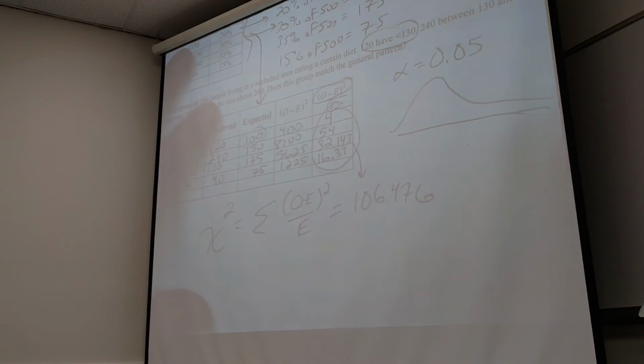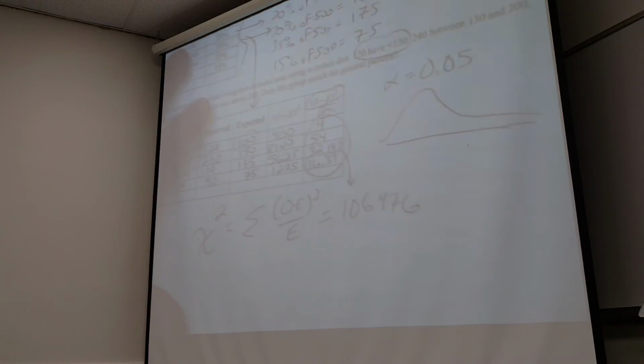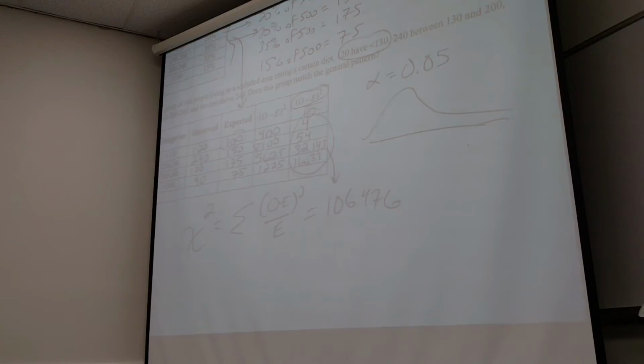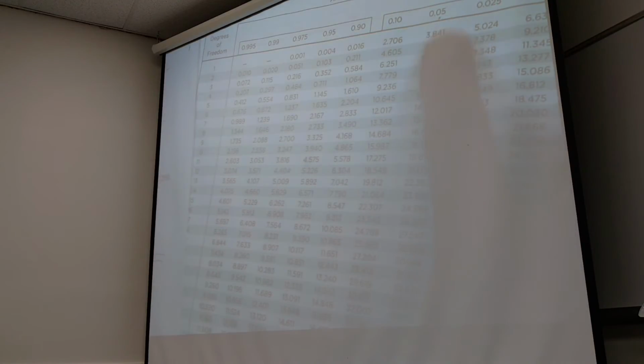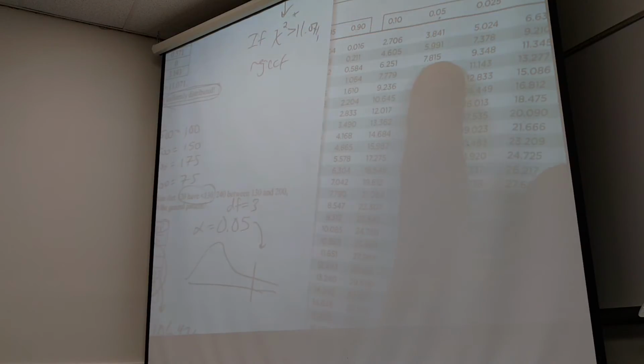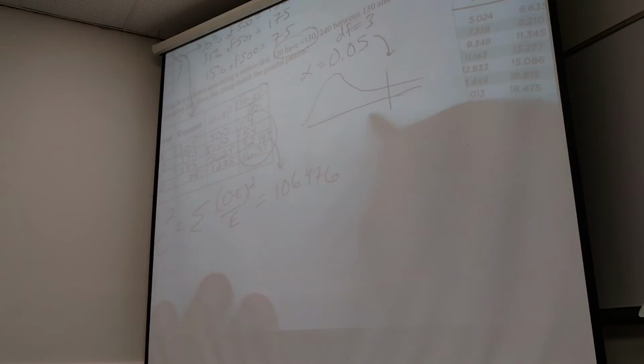It doesn't matter if you draw this big old tail, but that's the way it looks for chi-square. It's stretched out, skewed to the right. And my degrees of freedom is what? 3. There are only 4 categories, so my degrees of freedom is 3. So if you look at 0.05, degrees of freedom 3, 7.815.